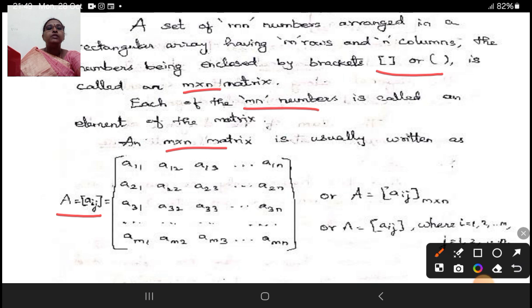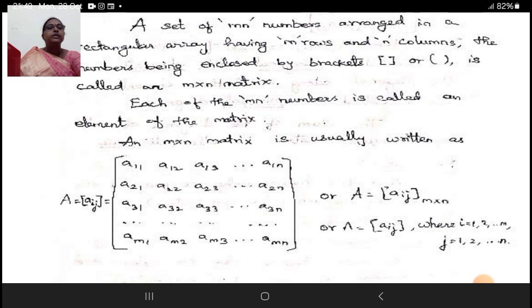So we can write the elements as A11, A12, A13, etc., A21, A22, A23, etc., up to A2n, and likewise Am1, Am2, Am3, etc., Amn. This way we can write it.